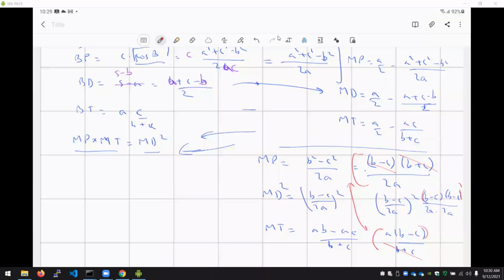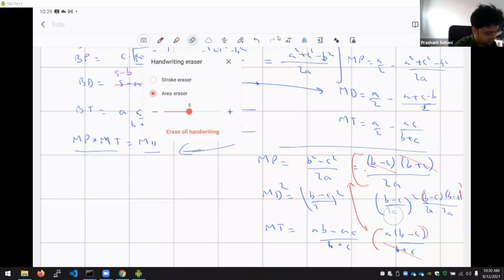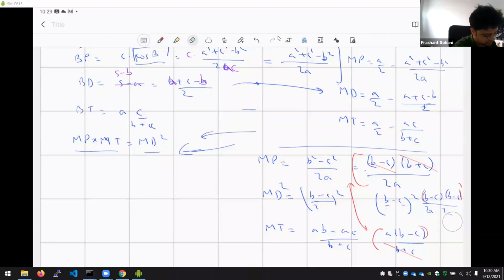Sir, MD should be only B minus C by 2, not 2A. Oh, there is no 2 in the denominator. Yeah, sorry. So there will be a 4 in the denominator, and then this A and A will cancel, but there's still one factor of 2 which I'm not able to explain.